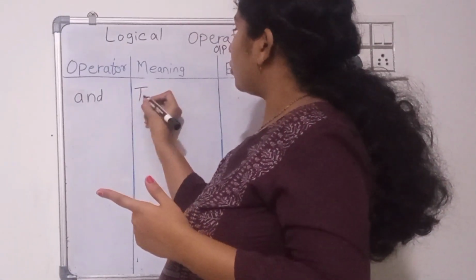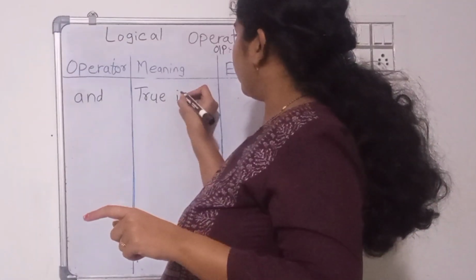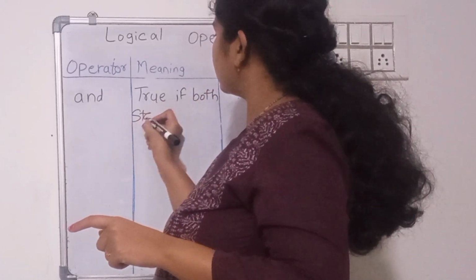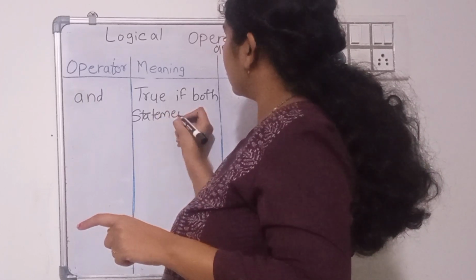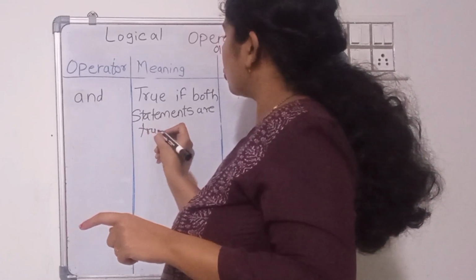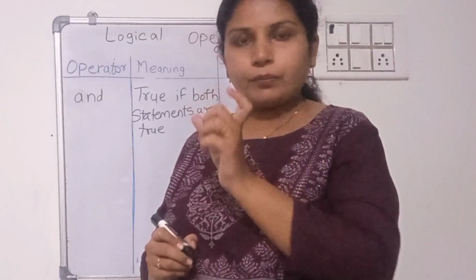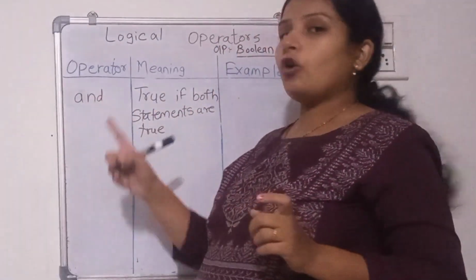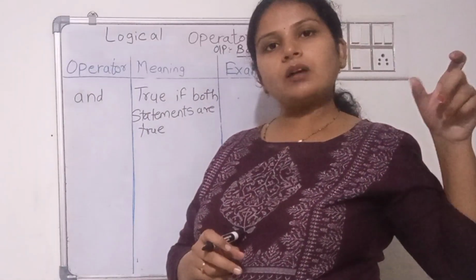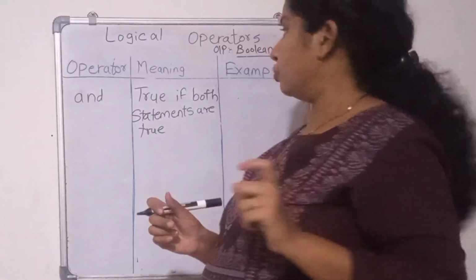So our output of and operator will be true if both statements are true. Okay, so whenever we are using two statements with the and operator, when we consider both statements, to get the output as true, both of these statements should be true.